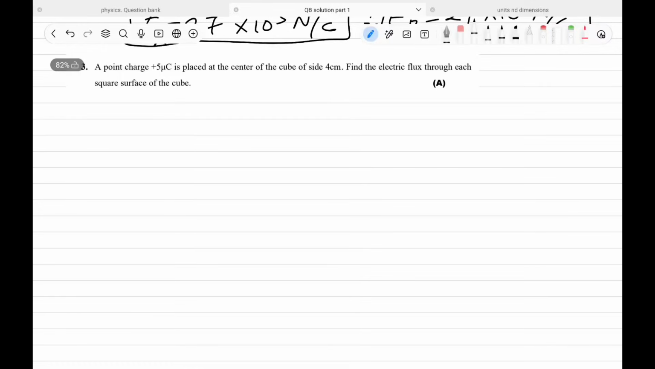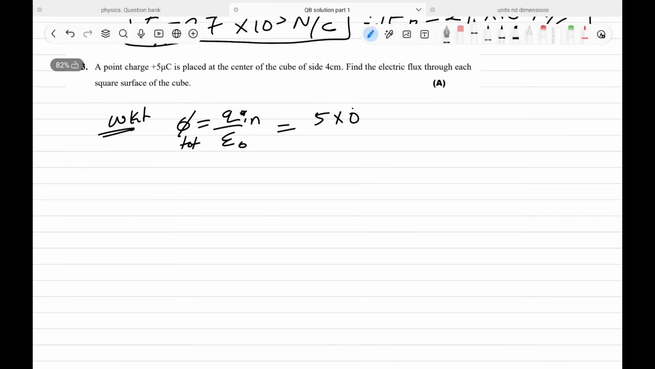Now we know that electric flux phi is equal to Q divided by epsilon naught, isn't it? It is the total electric flux. Total electric flux is nothing but 1 by epsilon naught times the total charge inside the surface. Now, how much charge is inside?